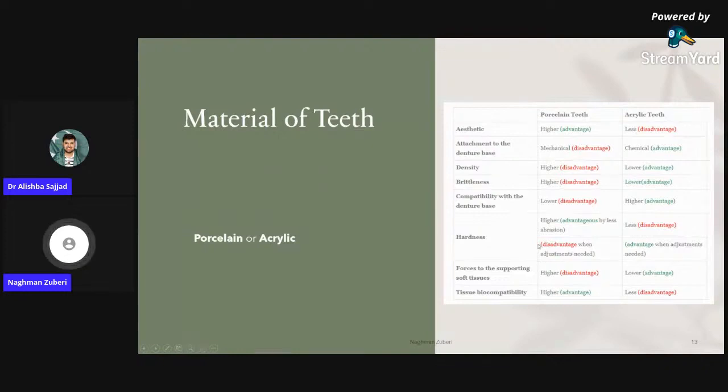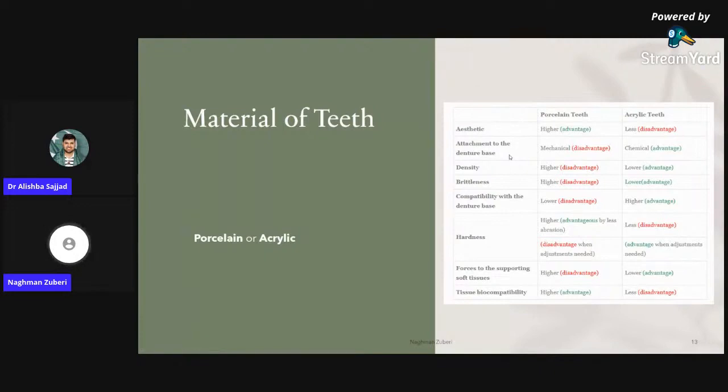Let's see certain of their advantages and their certain qualities. Porcelain teeth have very high aesthetics, whereas acrylic teeth do not have very good aesthetics, so that is a disadvantage. Attachment to the denture base is also very important: how we are going to attach the teeth to the denture bases.